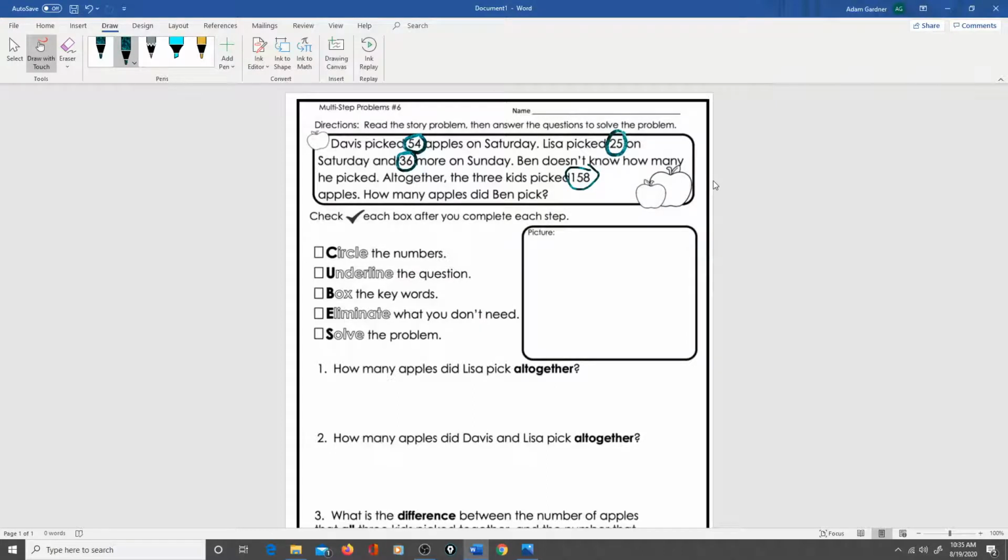All right, the next thing I want to do is underline the question. Well, the question is, how many apples did Ben pick? So there's our question we want to underline. So whenever we're like, all right, what are we trying to answer? We're just looking for the underline.